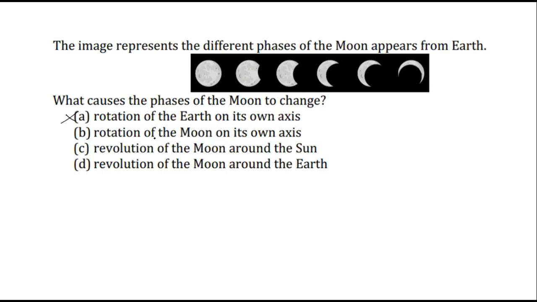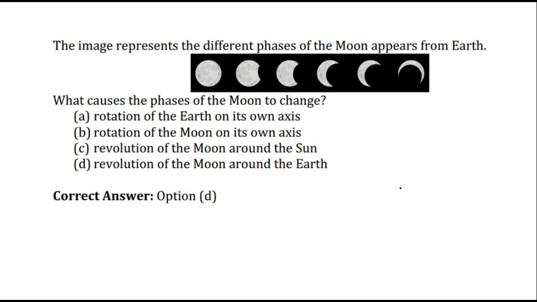Is it because of the rotation of the moon on its own axis, or a revolution of the moon around the sun, or a revolution of the moon around the earth? Yes. What we have learned is when the moon goes around the earth, the sunshine on the moon varies when we look at the moon from the earth, and that appears as different phases of the moon. So the answer should be option D.